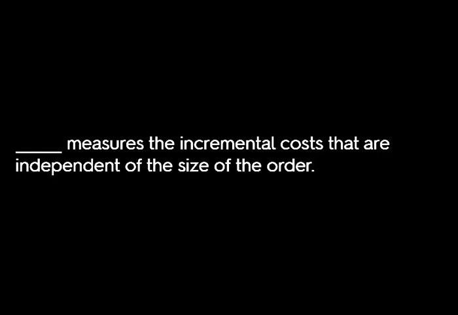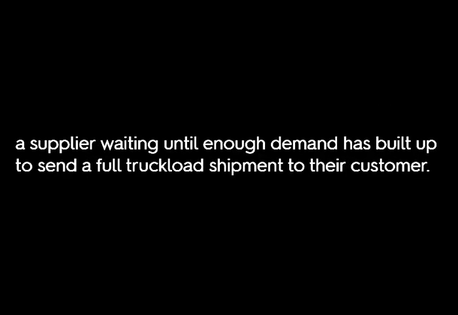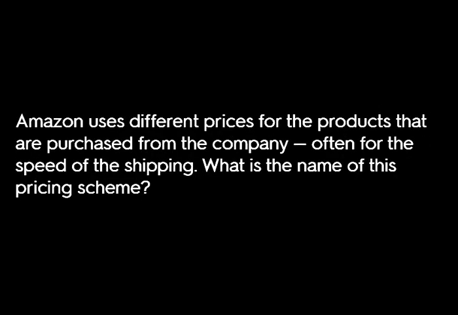Blank measures the incremental costs that are independent of the size of the order. Incremental fixed cost per order. Economies of scale are illustrated by a supplier waiting until enough demand has built up to send a full truckload shipment to their customer. Amazon uses different prices for the products that are purchased from the company, often for the speed of the shipping. What is the name of this pricing scheme? Menu pricing.